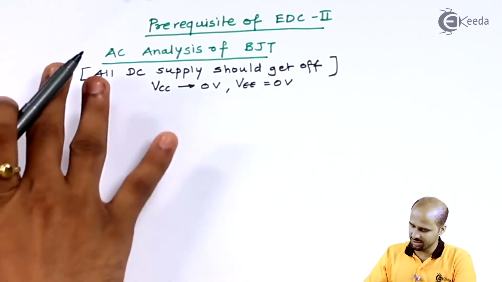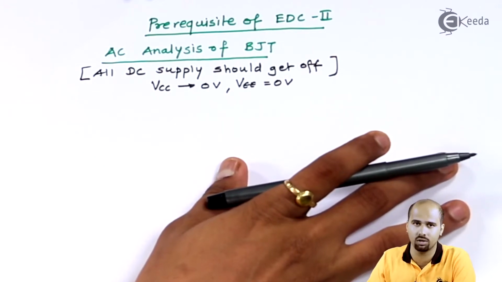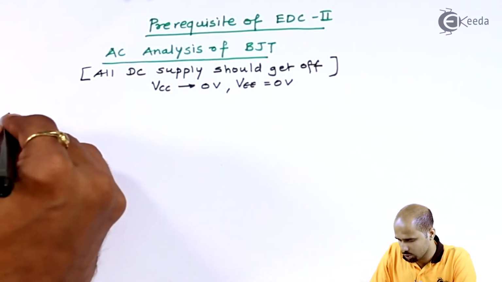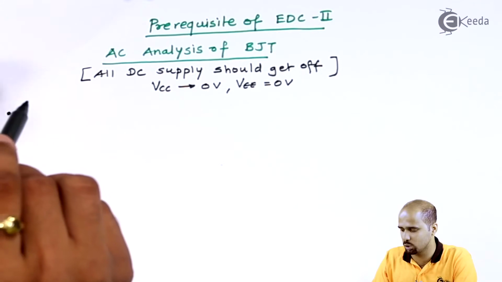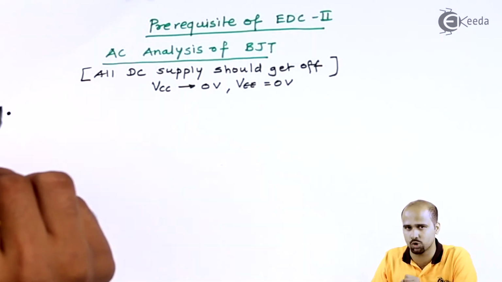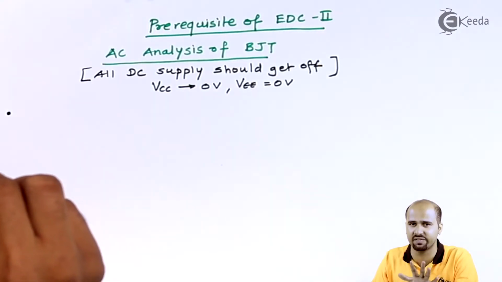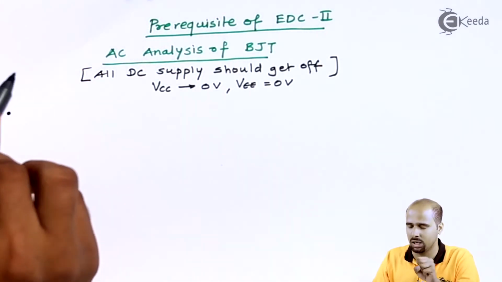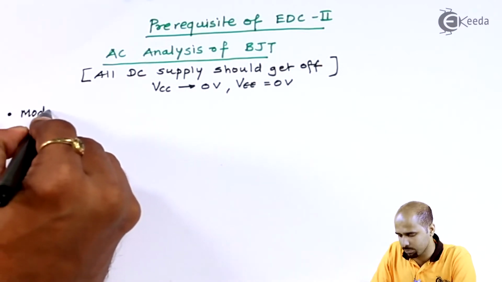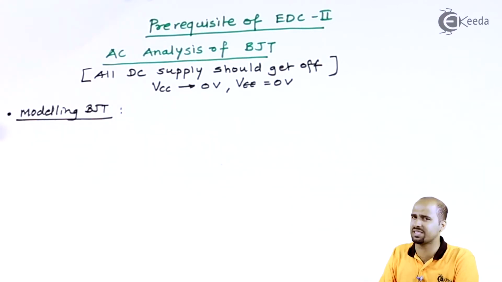Now to learn this AC analysis of BJT, we are dealing with the modeling of the BJT. So what does modeling mean? Basically the BJT has to be represented in a different way. BJT is basically the active device, so I am converting that BJT configuration into a small signal model. That is called modeling of BJT. I'll represent this BJT in a different passive network, passive circuit, or independent and dependent sources.